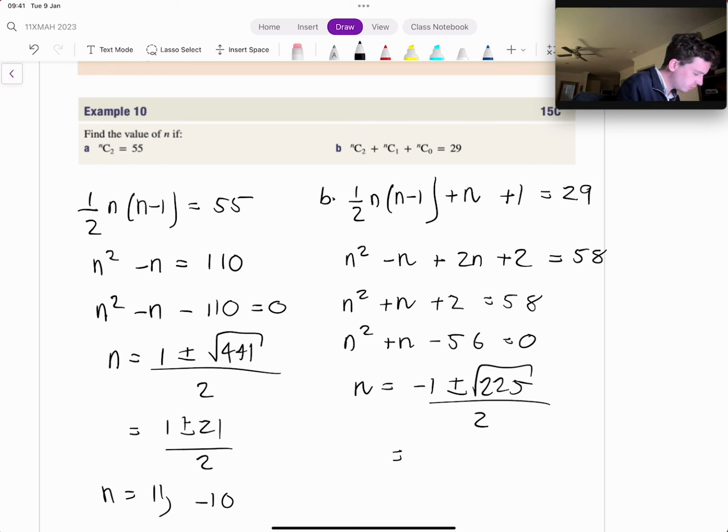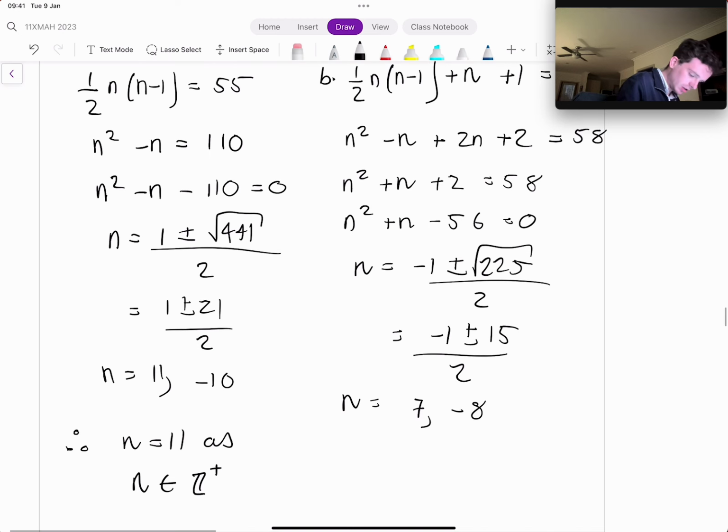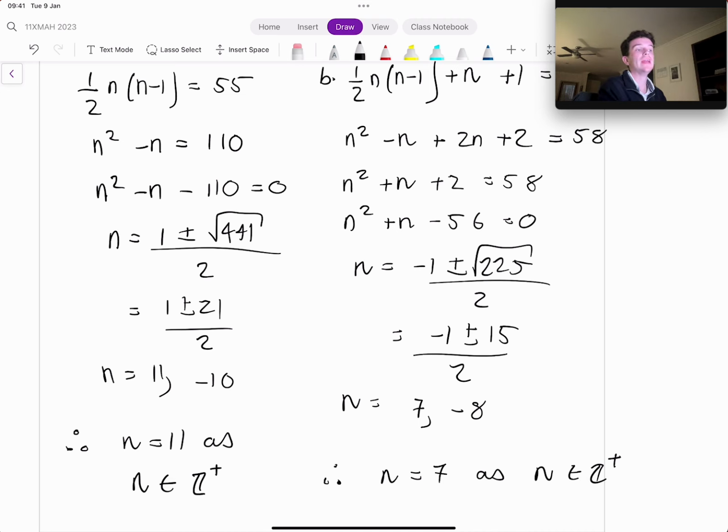Square root of 225, I'm pretty sure it's 15. Minus 1 plus or minus 15 on 2. So n is going to equal minus 1 plus 15 all on 2, so 7, or minus 8. So therefore, n is equal to 7 as n has to belong to the positive integers, or n is greater than 0.